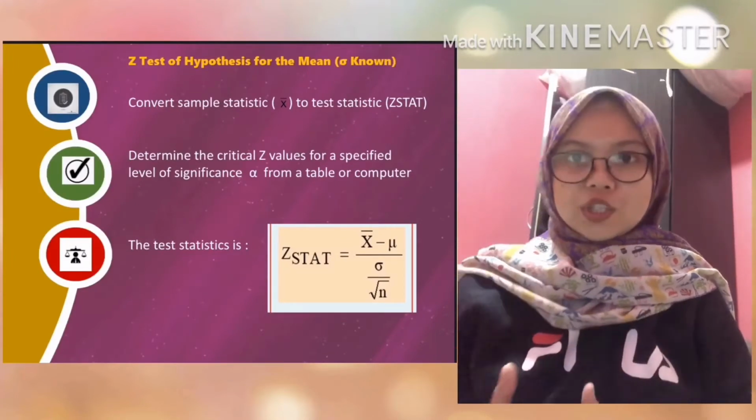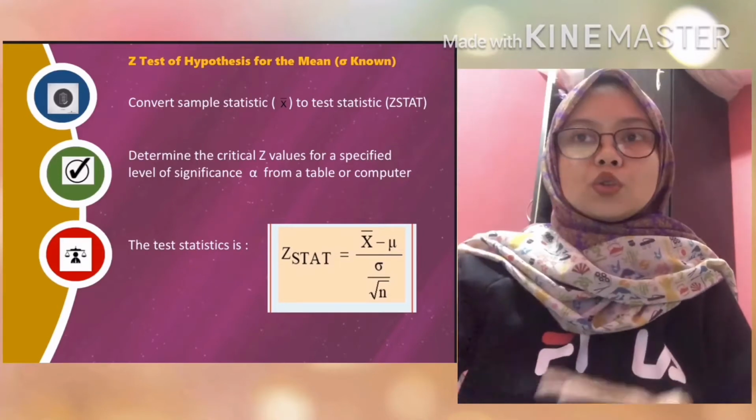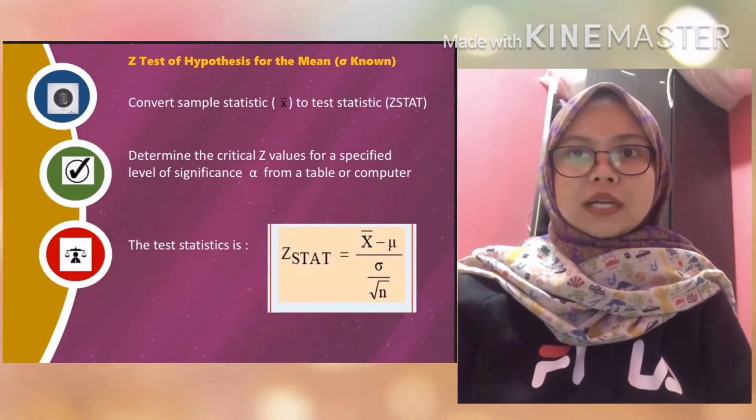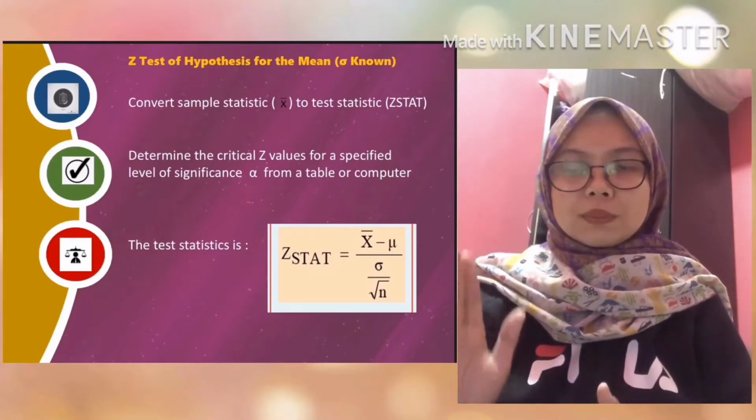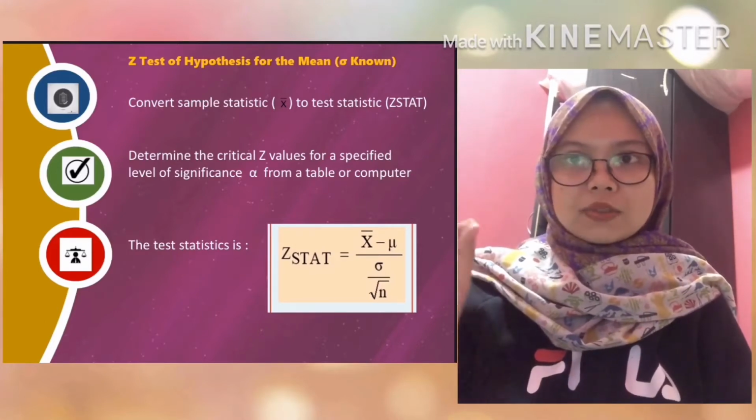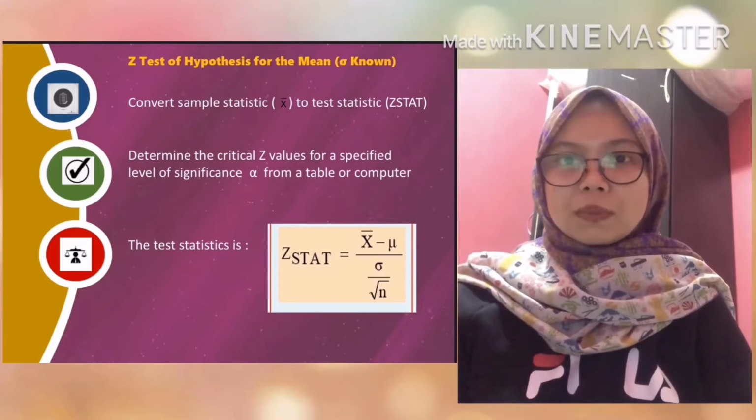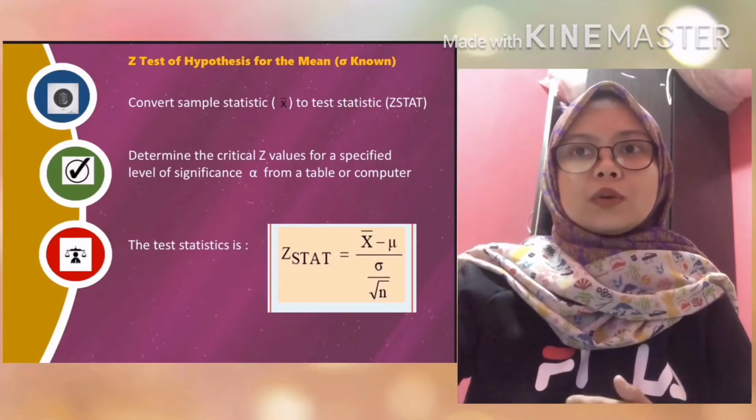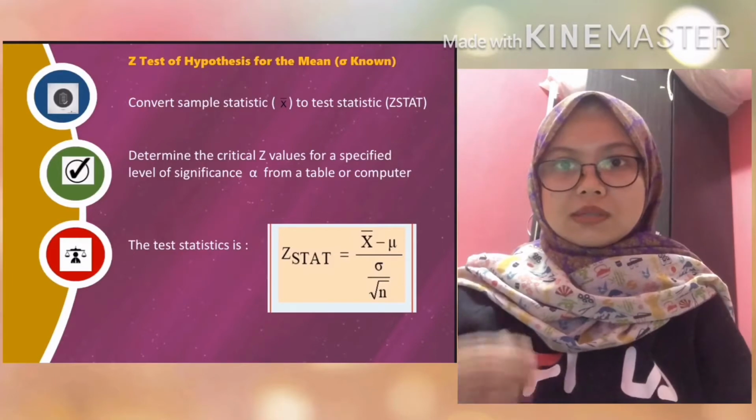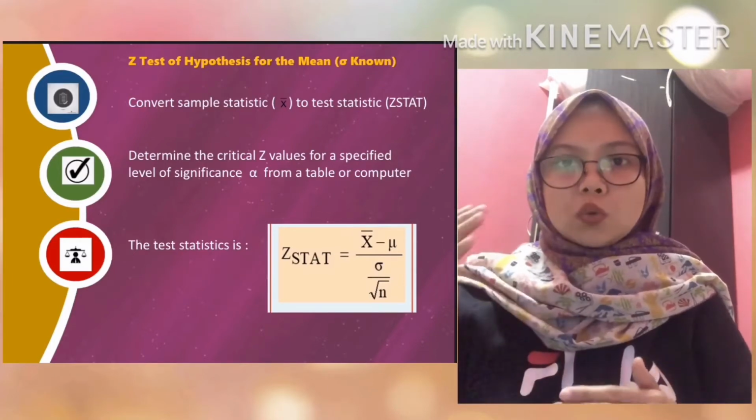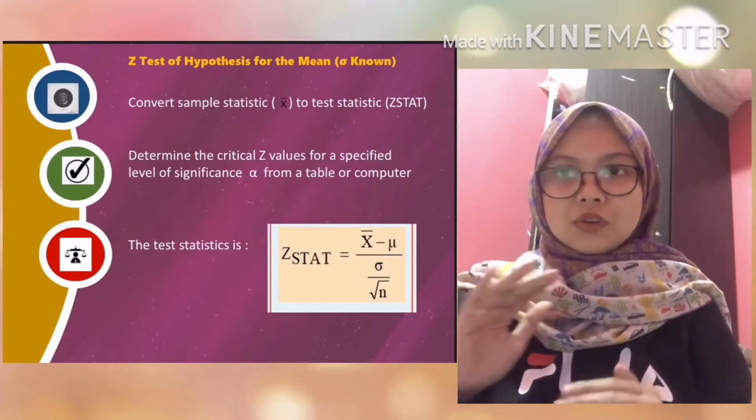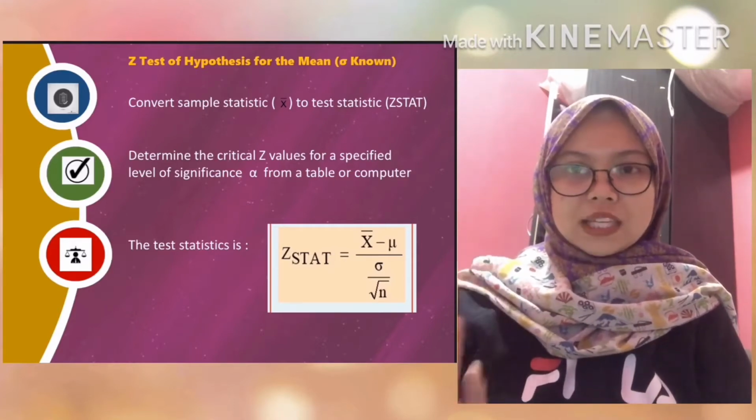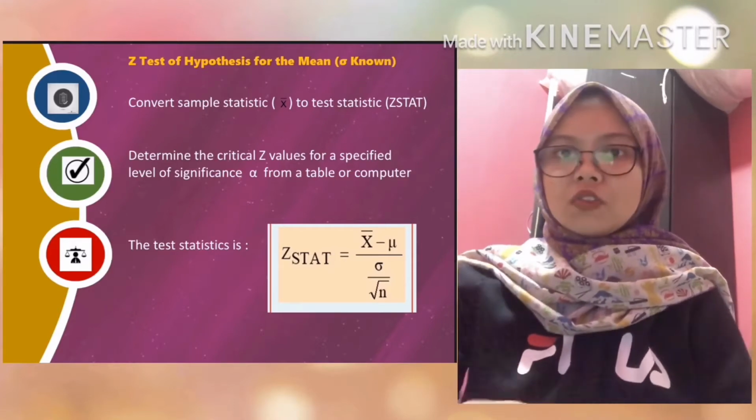When the standard deviation is known, we should convert the sample statistic, the point estimation, to a test statistic, the z-test, and determine the critical z values for a specific level of significance from a table or computer. We can see the formula of the z-test, which is equal to the point estimation minus the mean, divided by the standard deviation divided by the square root of the number of population.